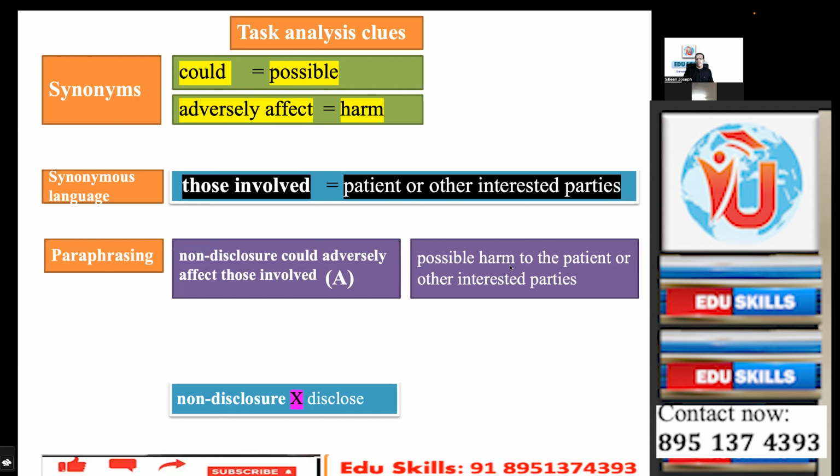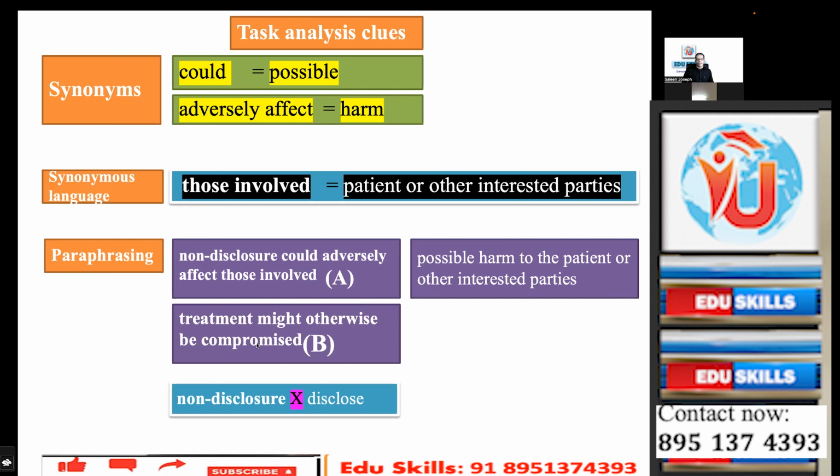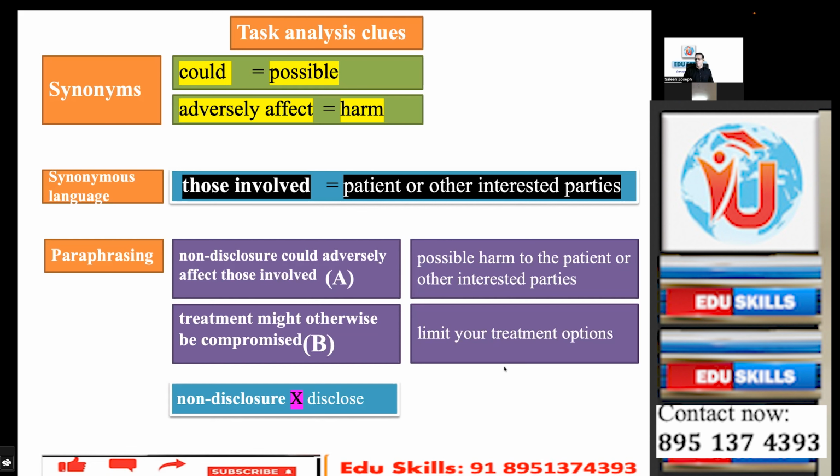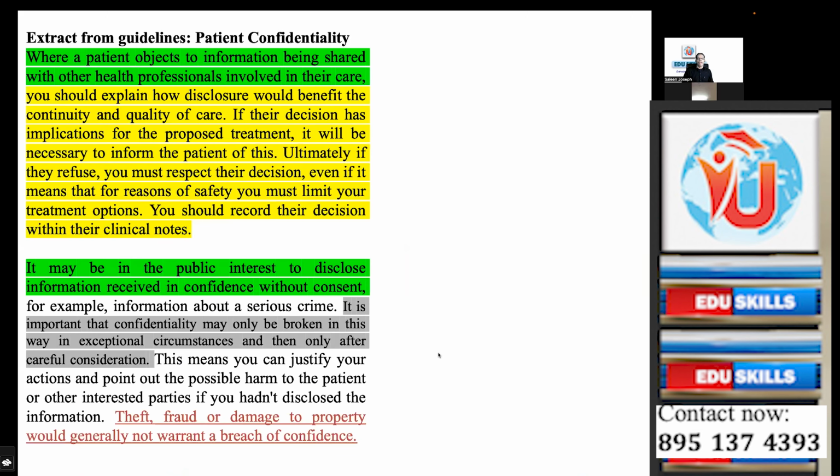The text says possible harm to the patient or other interested parties. Treatment might otherwise be compromised, that is option B. The paraphrasing used in the text is limit your treatment options. And the opposites, non-disclosure and disclose, those opposites are being used here. This is a strategy we are working on. This is how we have to see.